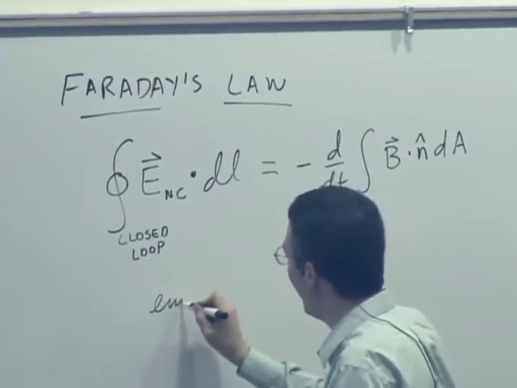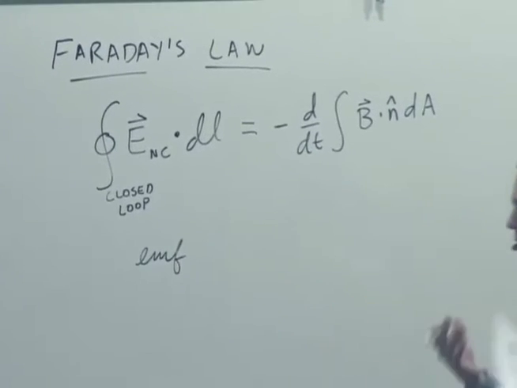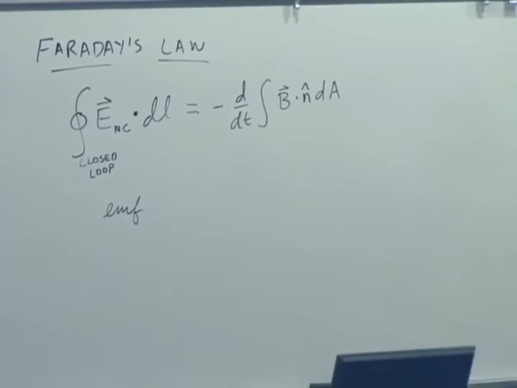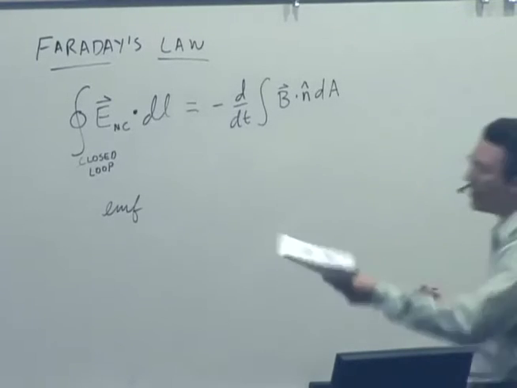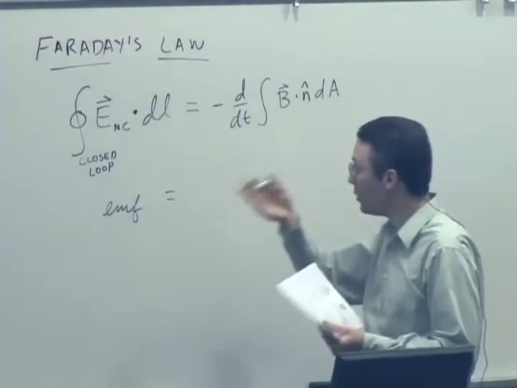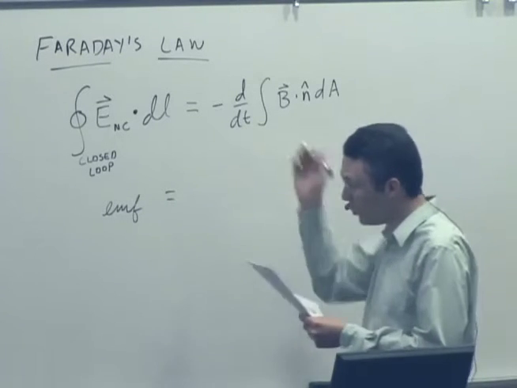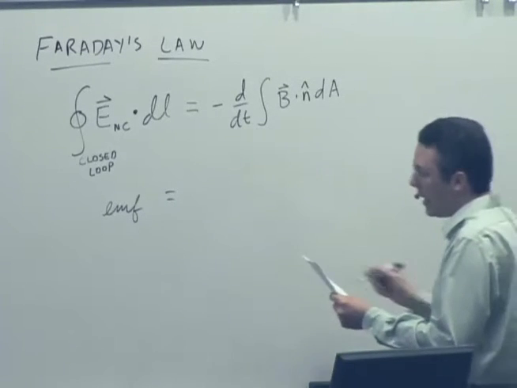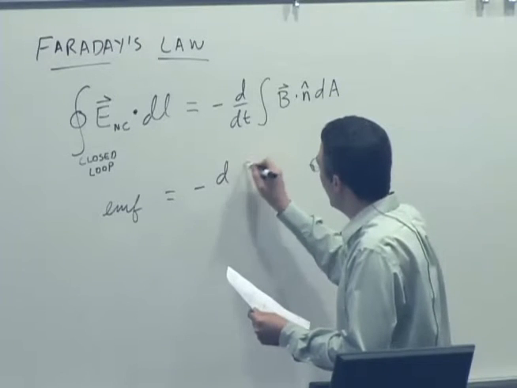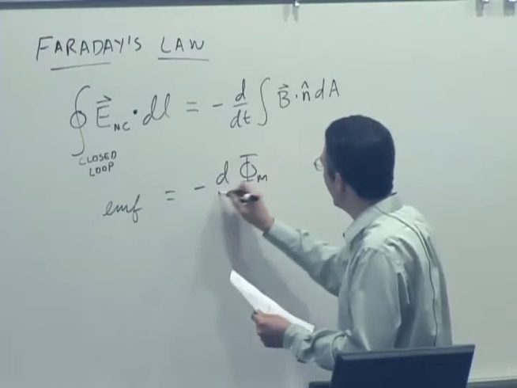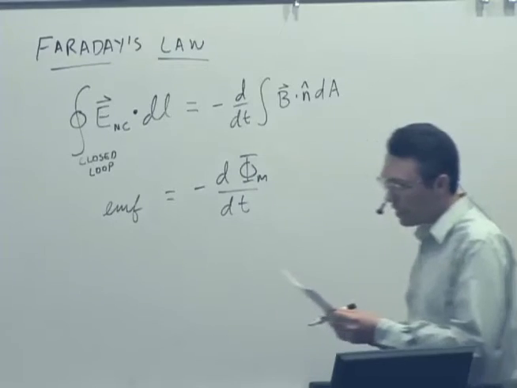We said that a round trip work per unit charge is what we call an EMF. So this thing really is an EMF, or not even round trip, but just a work per unit charge done by a non-Coulomb force is an EMF. And we can also use the symbol phi sub m to indicate magnetic flux.